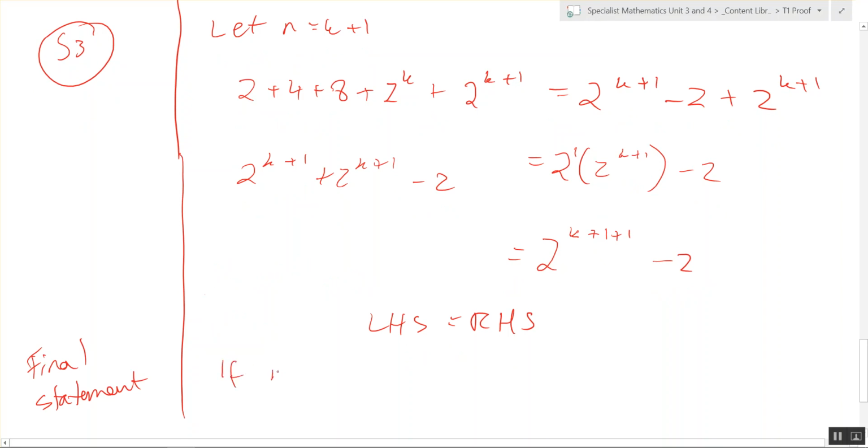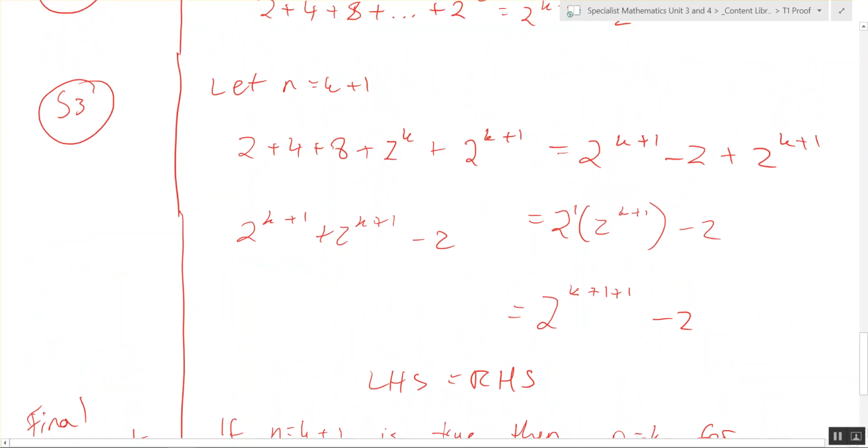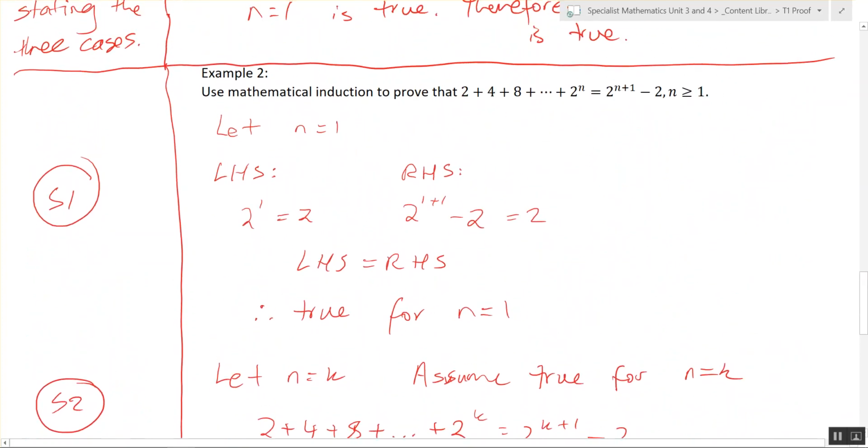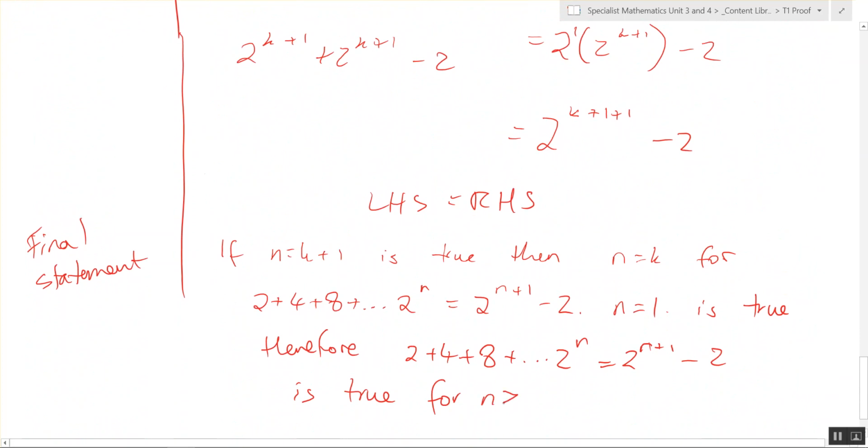If n equals k is true, then n equals k plus 1 is true for n greater than, oh, I forgot to write this last time. You've got to say the conditions. I forgot that bit last time because there were specific conditions.